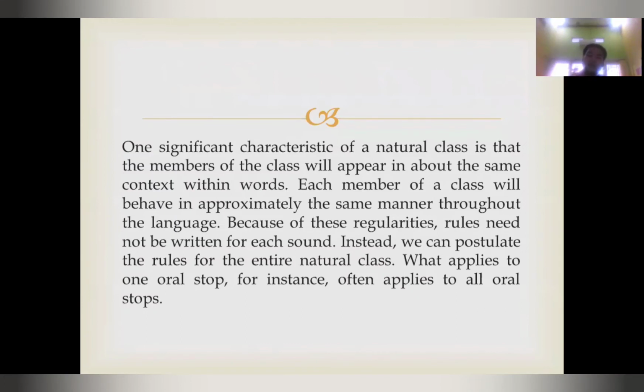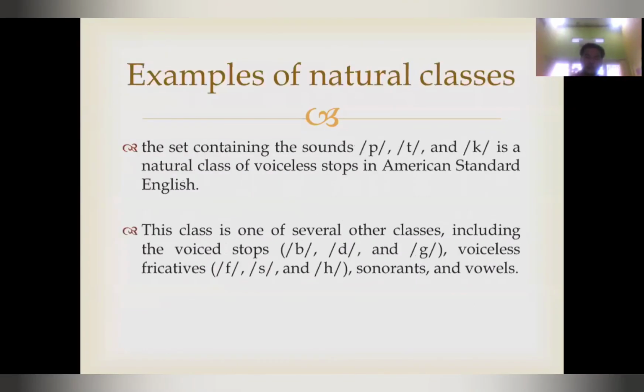Because of these regularities, rules need not be written for each sound. Instead, we can postulate the rules for the entire natural class. What applies to one oral stop, for instance, often applies to all oral stops. An example of natural classes: the set containing the sounds P, T, and K is a natural class of voiceless stops in American Standard English. This class is one of several other classes, including the voiced stops, which are B, D, and G, voiceless fricatives F, S, and H, sonorants, and vowels.